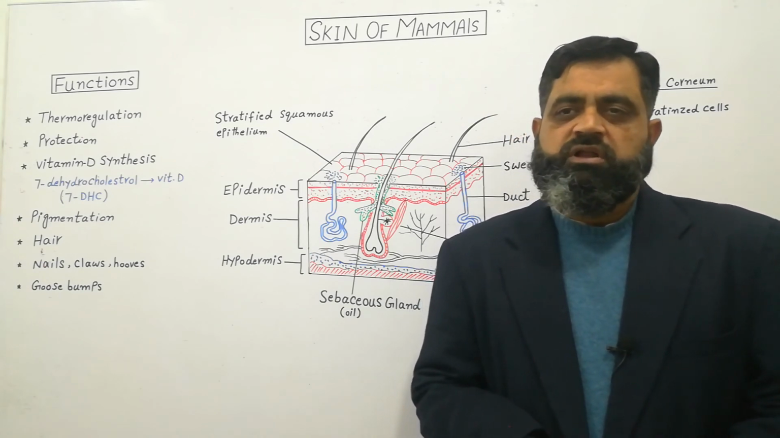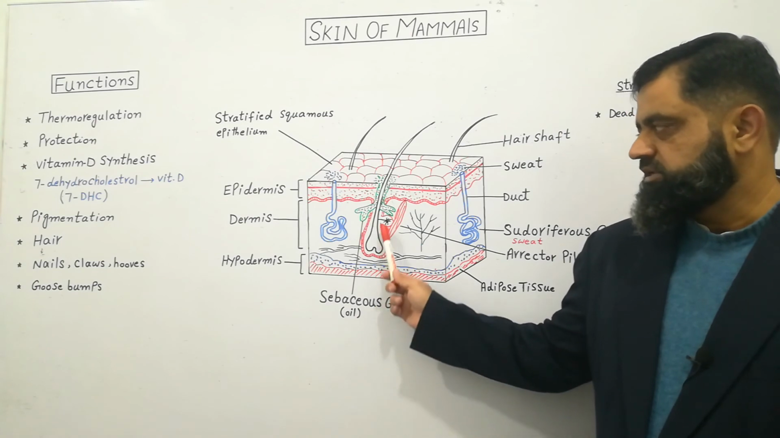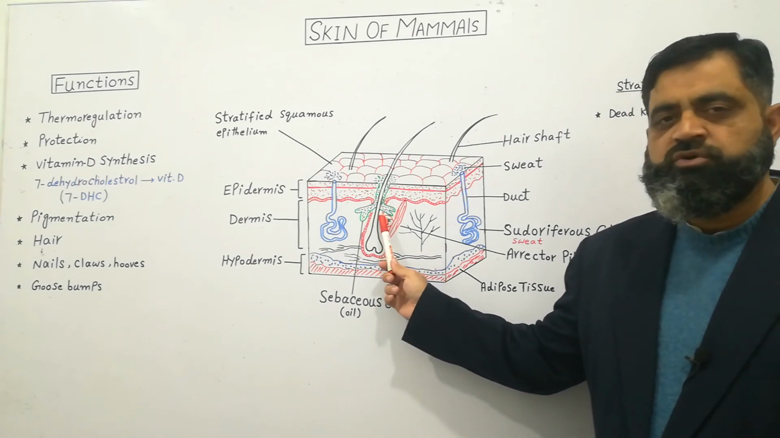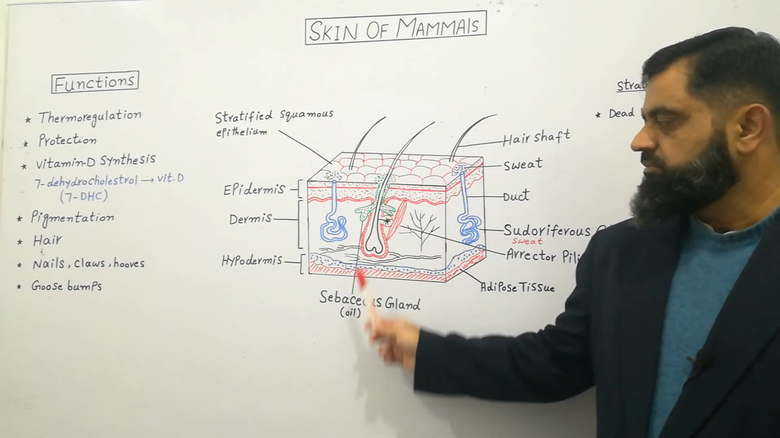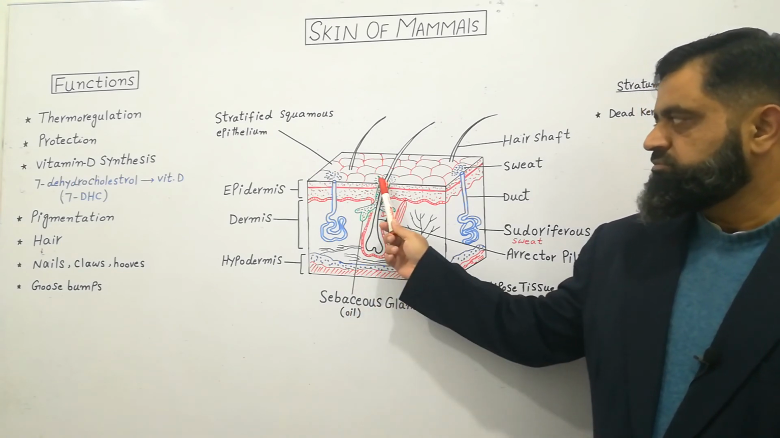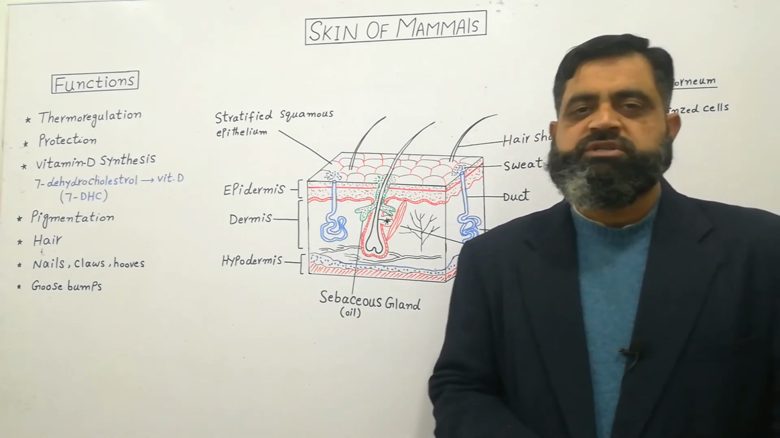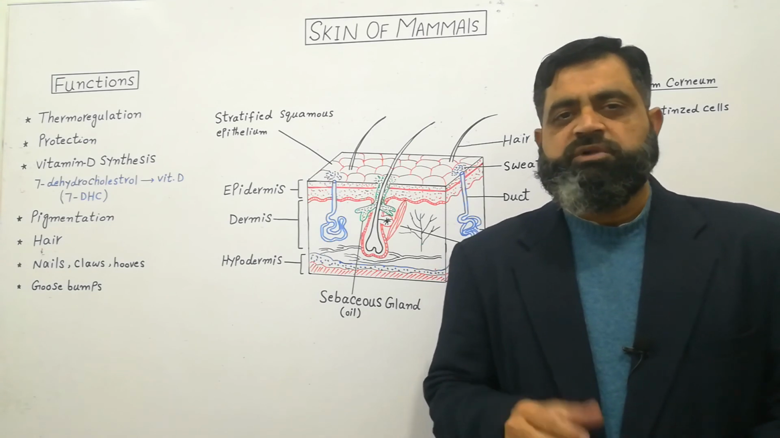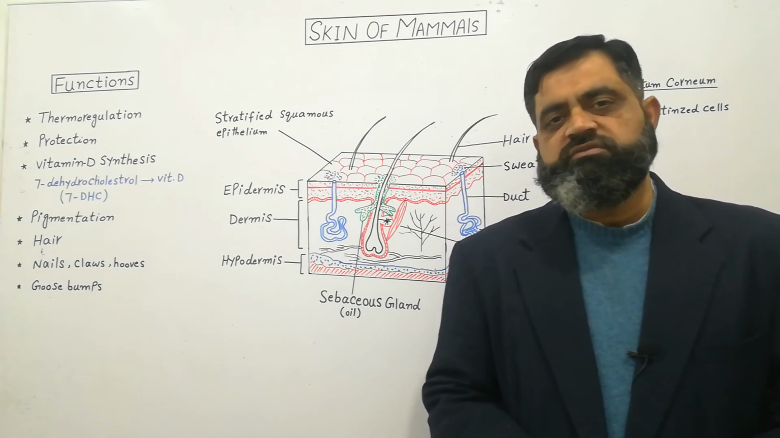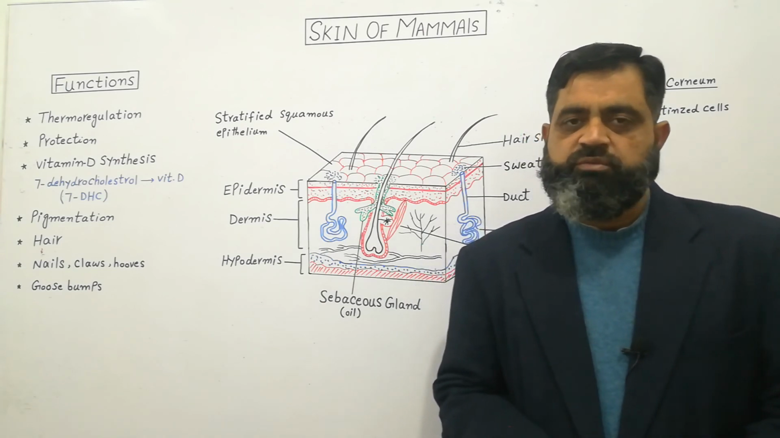In humans, skin also produces some oil which is known as sebum. Sebaceous glands are present just beneath the root of the hair. As you can see in this green color diagram, these are sebaceous oil glands which produce sebum. Sebum is an oily secretion which is produced and spread over the surface of the skin, which is protective against microorganisms like viruses, bacteria, fungi, and other chemicals which are going to enter our body.